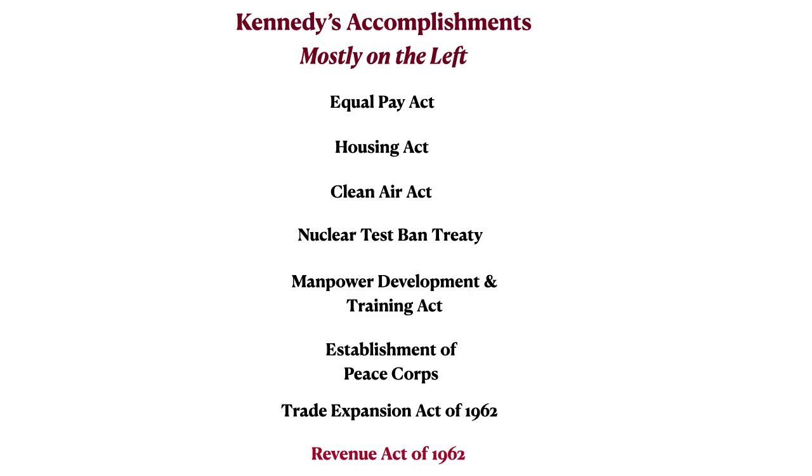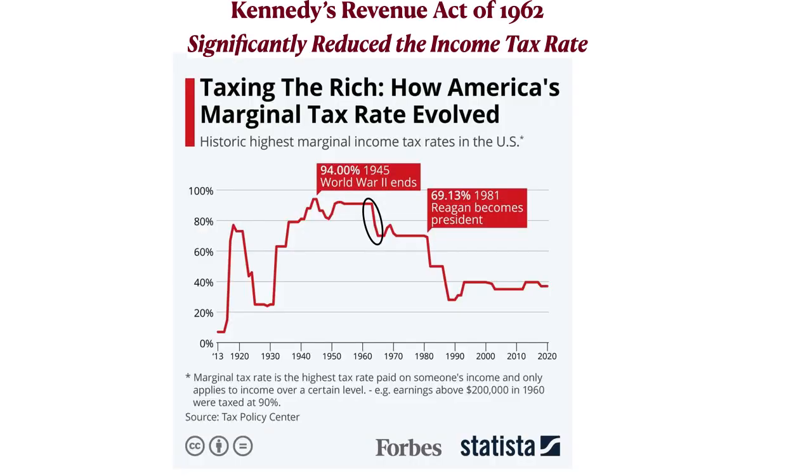Kennedy's accomplishments in his few years in the presidency were mostly on the left: the Equal Pay Act, a Housing Act, the first of several Clean Air Acts, a nuclear test ban treaty, and he established the Peace Corps. I put in right here the Revenue Act of 1962 because this would usually be considered, at least by today's standards, something of a more conservative or right-wing bent. But notice that Kennedy and Johnson, his successor, really brought down top marginal income tax rates. They are still over 60% by the end, but that's a big drop. And this was done to stimulate the economy.